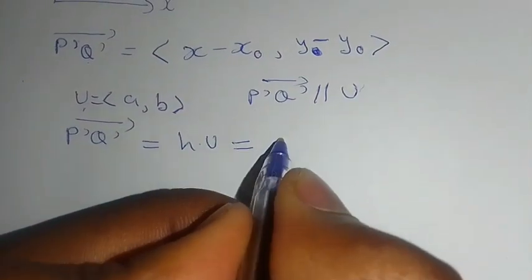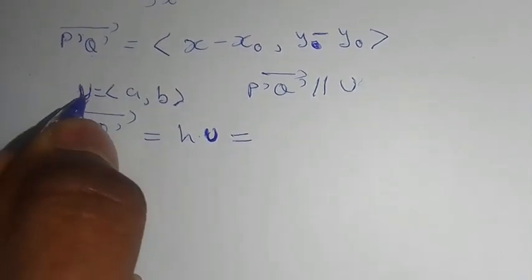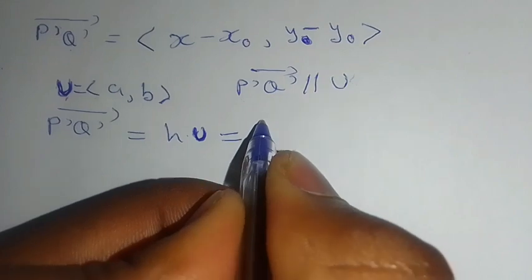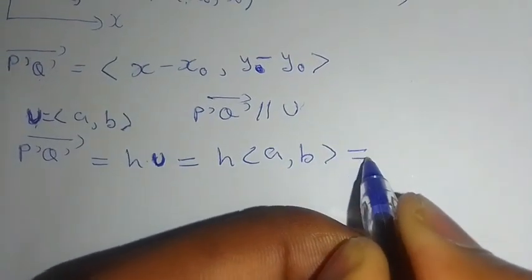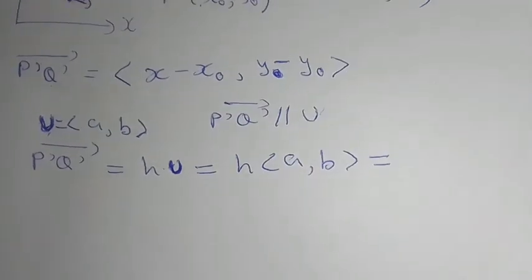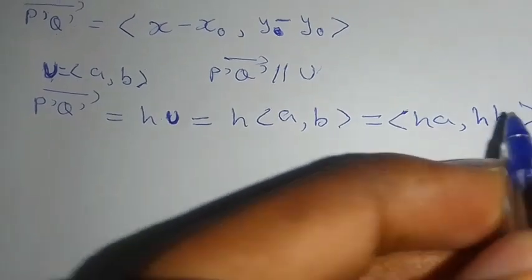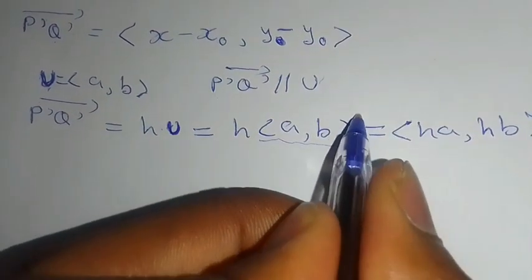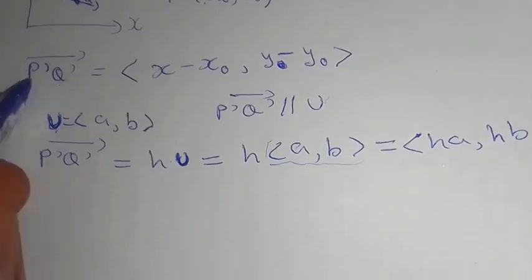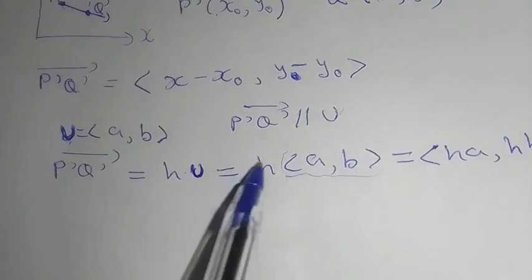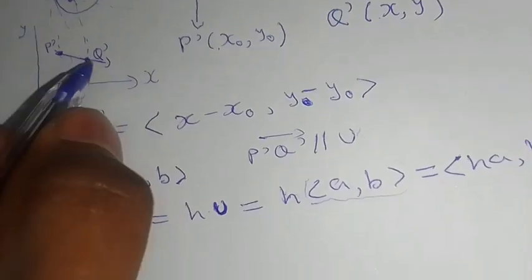But we know that our unit vector is technically given by AB in that way. So that means we can express this one as this. Before I express this one as just HA multiplied by HB, notice that the length of this one is just 1. But the length of P prime Q prime will just be equal to H, because it's 1 multiplied by that H. It's just going to be H units long.